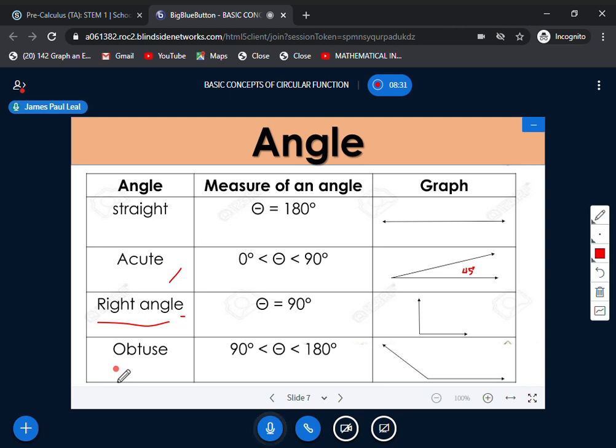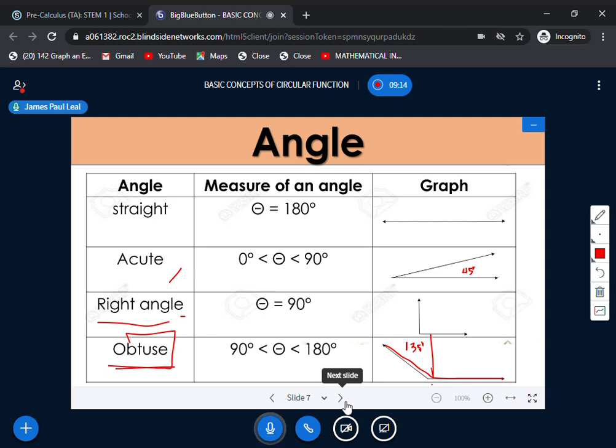What about your obtuse? How about when it is obtuse? If your angle is greater than 90 degrees but less than 180, then you will have an obtuse angle. For instance, say this will be 90 degrees and this will be 45. So 90 plus 45, you have 135. So 135 degrees is what we call an obtuse angle, since it satisfies our condition where your angle is greater than 90 degrees but less than 180 degrees. So that is for the obtuse.